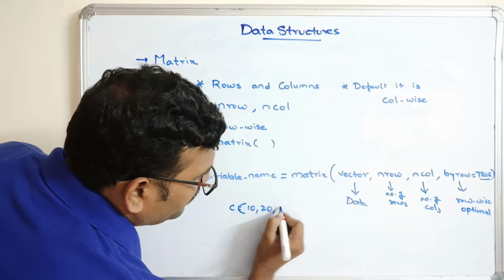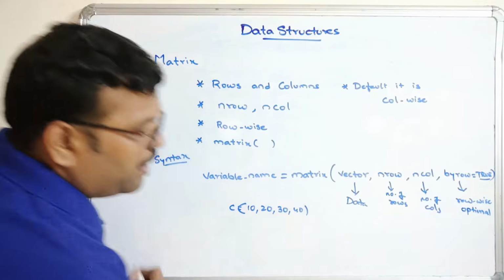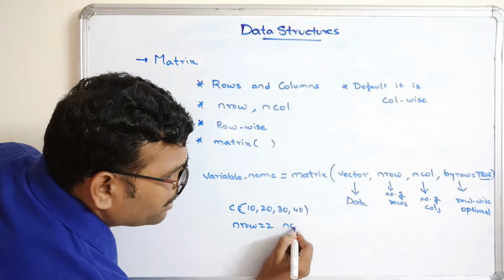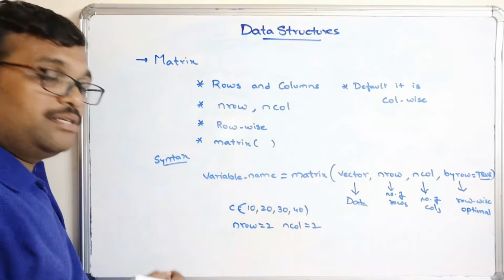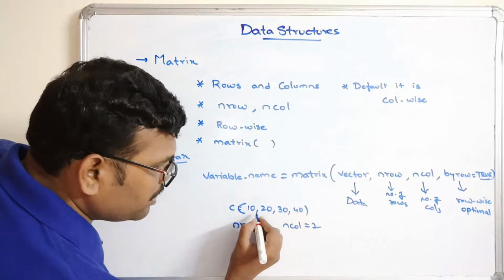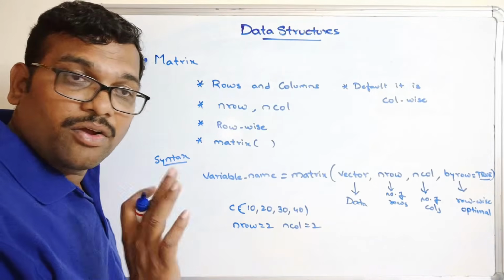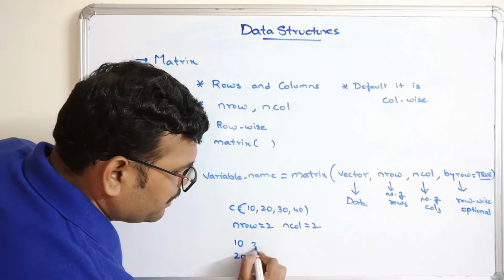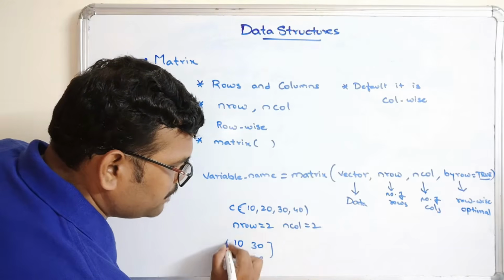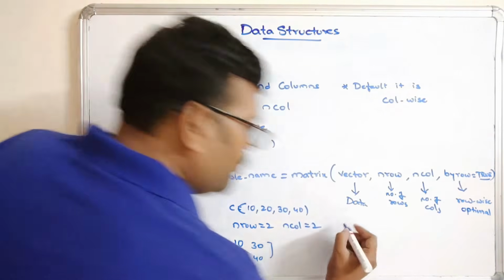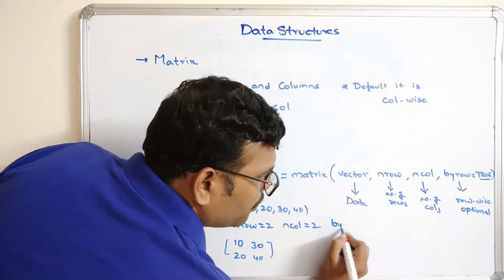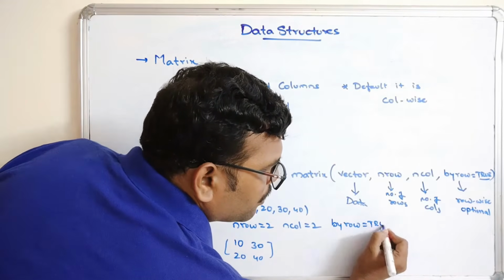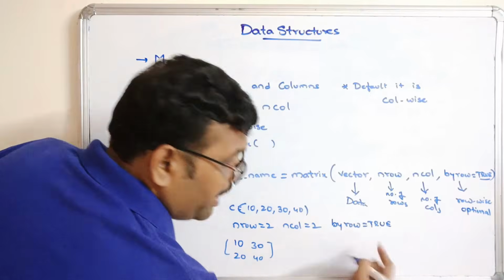Okay, for example, consider a vector with 10, 20, 30 and 40, and if you want to give number of rows, n row is equal to 2, n col is equal to 2, that means 2 rows and 2 columns. So first the arrangement will be done column wise, right? See, so 10, 20, 30 and 40. So the arrangement will be done in this way. And if you add one more parameter, this by row is equal to true, right? Now the elements will be arranged row wise.